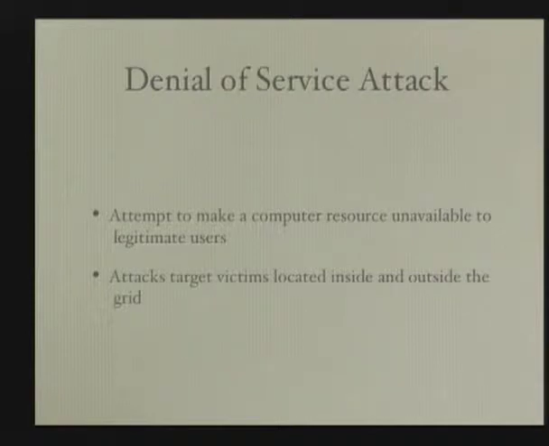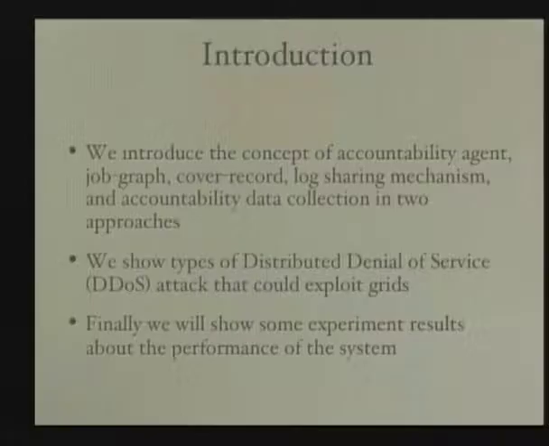What is denial of service? This is an attempt to make a computer resource unavailable to legitimate users, and the target victims, in our case, are servers located inside or outside a grid. So in this talk, we will introduce the concepts of accountability agent, job graph, cover record, log sharing mechanisms, and accountability data collection in two strategies. We show types of distributed denial of service attack that could exploit grid resources. Finally, we will show some experimental results about the performance of the system.